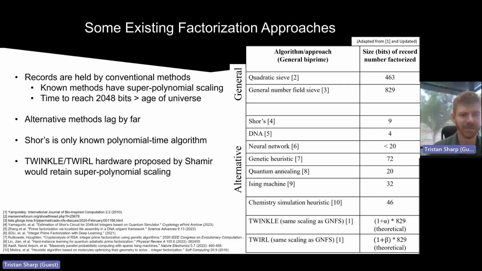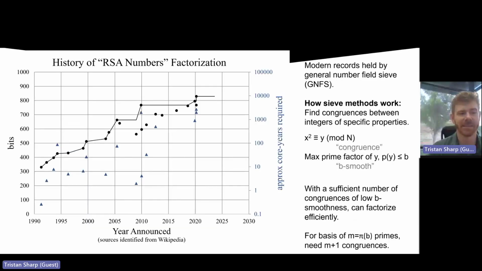And so the other methods, which the paper puts in as alternative, they lag, of course, by far. Shor is definitely notable as a polynomial time algorithm. I'm sure everybody's familiar. Interestingly, and one that I don't know much about, but I wanted to point out, is these TWINKLE and TWIRL hardware proposed by Shamir, which is a hardware device that would be able to do presumably larger than the general number field sieve, depending on how much effort you invest into the compute. But that's theoretical.